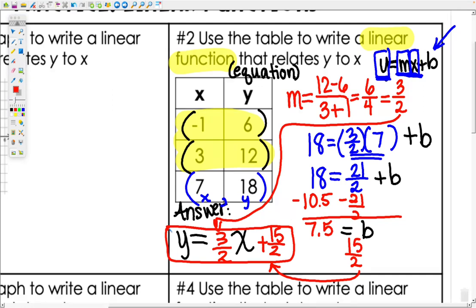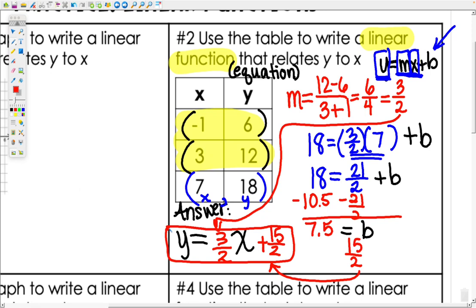I know it's a lot, but it's not a lot. Come on now, it's really not. It could be a lot if you get confused with the numbers. That's all. You find your m, you put x, y, and m in place. That's it.